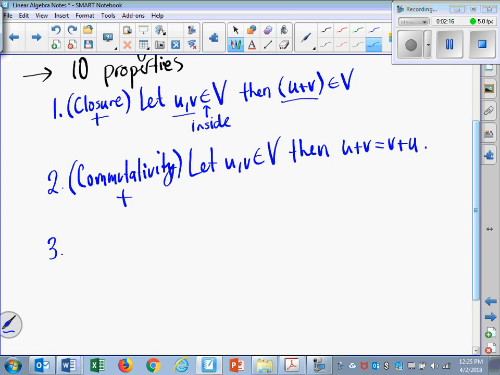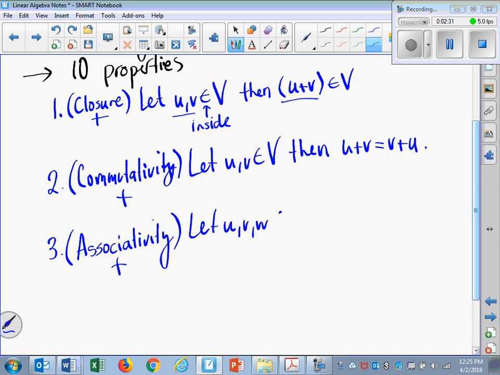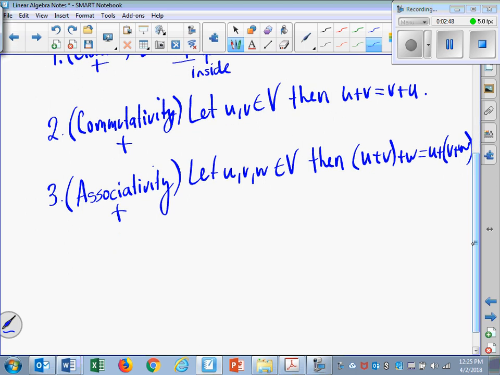The third property is associativity. Again, this is associativity of addition, and we'll let three things be in the vector space, u, v, and w. Then that means that u plus v, plus w is the same thing as u plus v plus w. So the order of our addition makes no difference inside of a vector space. This is something that has to be satisfied in order for something to be considered a vector space.